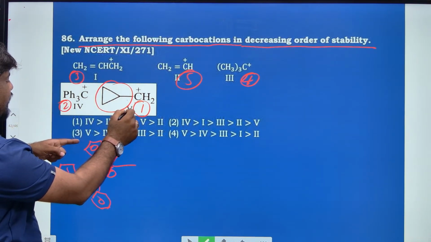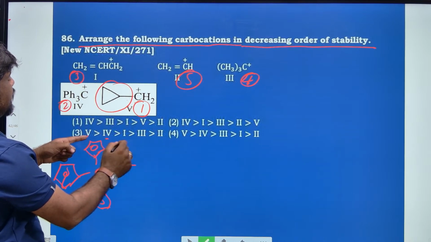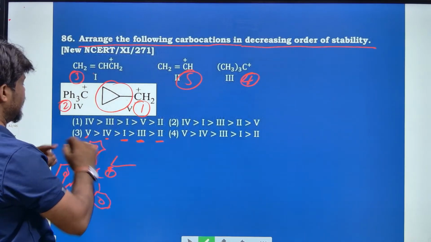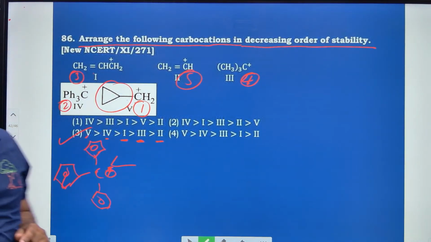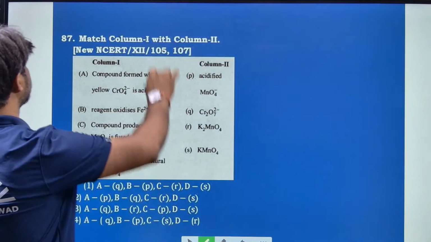Then which is the right answer? Fifth will have the highest, second place goes to the fourth one, third place goes to the first one, fourth place goes to the third one, and the least will be the second. Hence option 3 is the right answer for the question here. Well, go to the next.